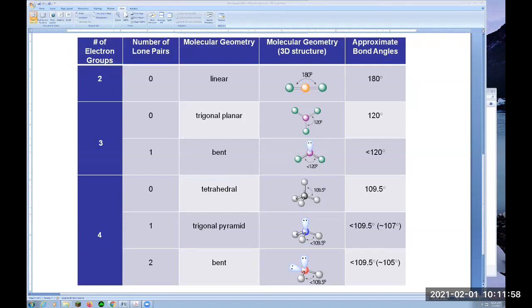Here, it's less than 109.5 because of that lone pair. It kind of distorts the angle from the tetrahedral geometry, because really it comes from the tetrahedral geometry, but the top atom is now a lone pair, and that will change the angles slightly. So again, for Sapling Learning, it is important to put the less than 109.5 when you have a trigonal pyramid molecular geometry.